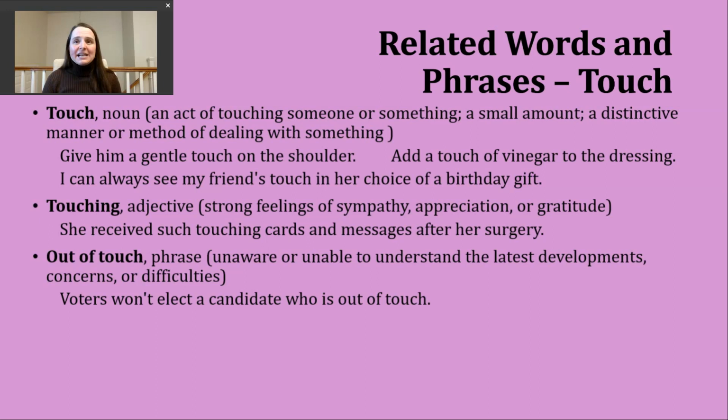A phrase you might hear is out of touch. This can mean that somebody is unaware or maybe unable to understand a current event, some kind of development, or maybe they're unable to understand some concerns or difficulties, challenges that others might be experiencing. An example of how we are hearing this a great deal right now in the United States as we approach elections are, voters won't elect a candidate who is out of touch, right?